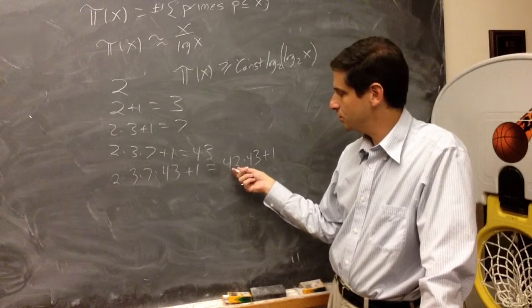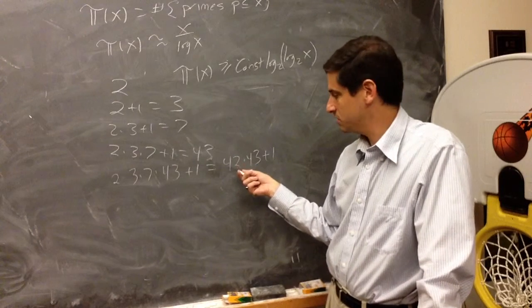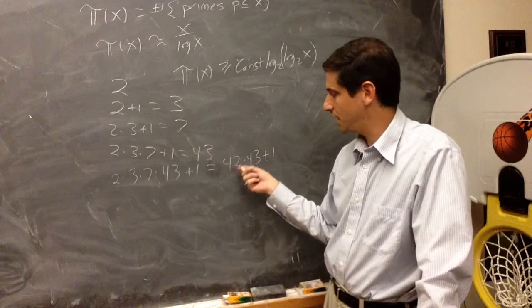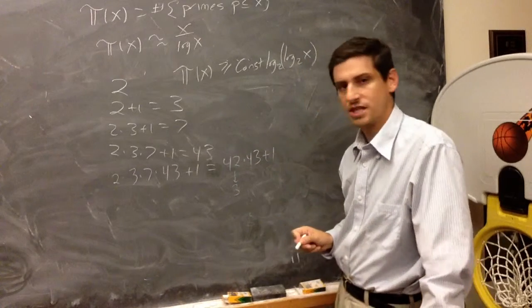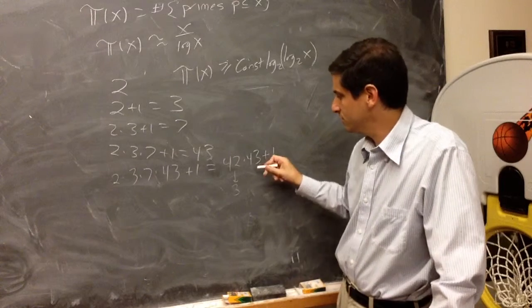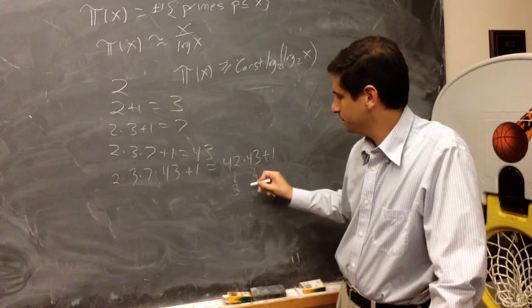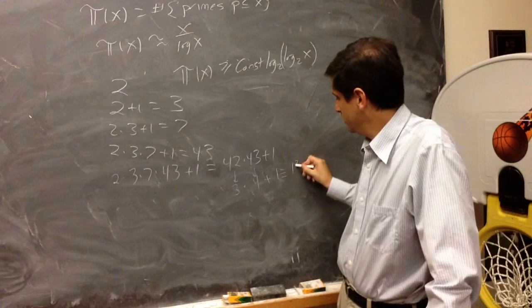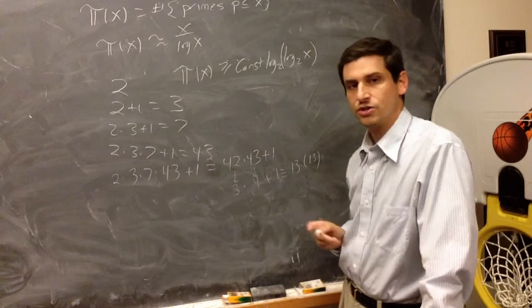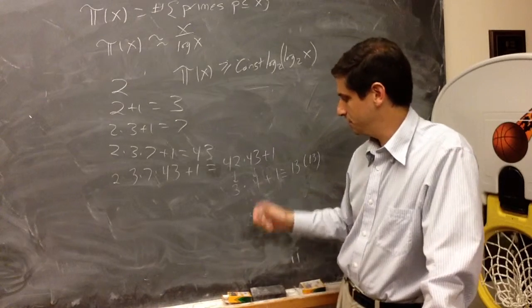One nice way to see this is 42 is equal to 39 plus 3. So if I look at just the remainder by 13, this number is really the same as 3. 43 is really the same as 4 mod 13. And 3 times 4 plus 1 is congruent to 13 mod 13. So this number is going to be a multiple of 13.